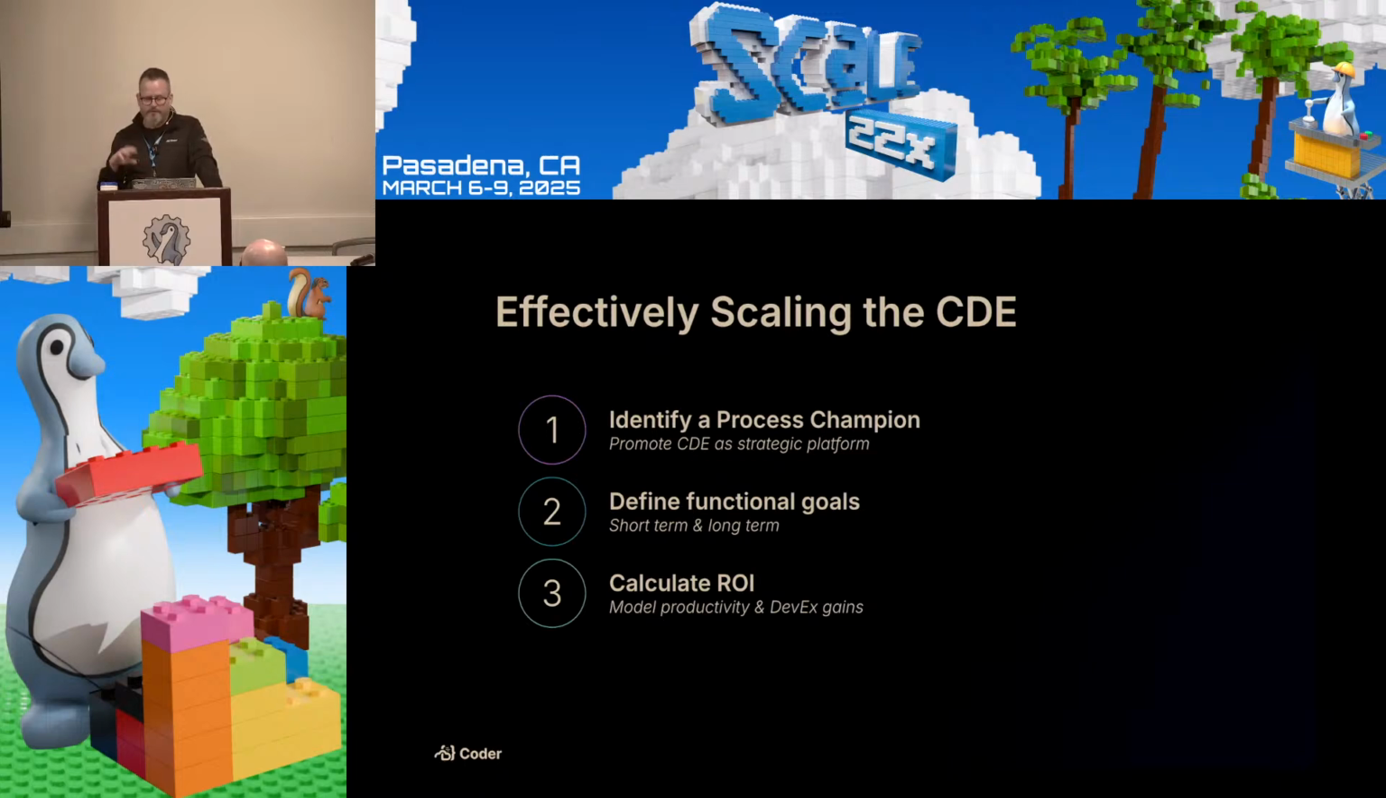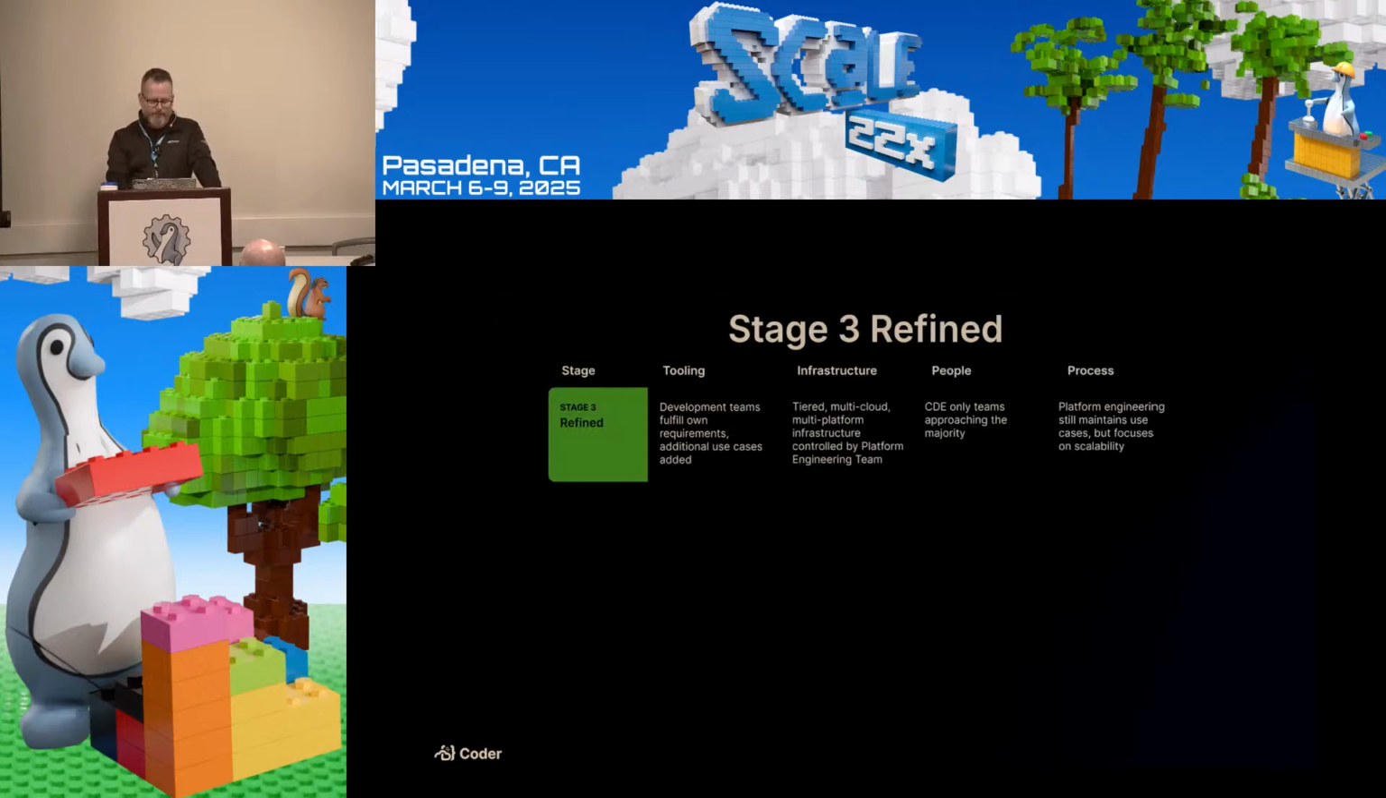You can model the productivity and the gains that you're making at this point, because you're going to have a critical mass on there, or maybe a statistically significant sample of your devs are going to be on the CDE by that point. So when we get into stage 3, now this is where it really starts getting good, right?